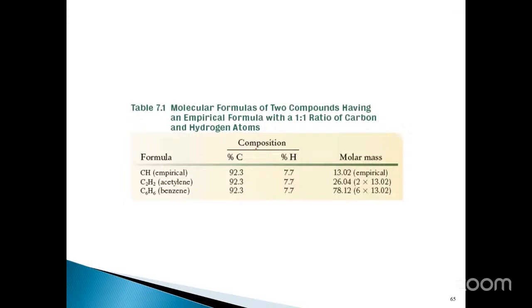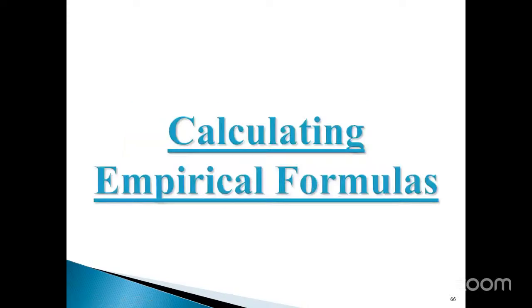And what you'll find is that compounds having the same empirical formulas will also have the same percentages. And that is shown in these examples right here. CH2 and C6H6 are different compounds, but they have the same percentages because they have the same empirical formula. The ratio of carbon to hydrogen in each of those cases is the same.